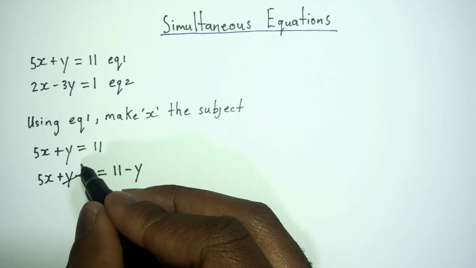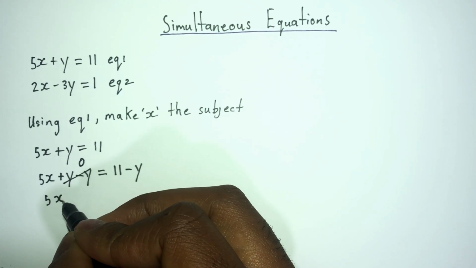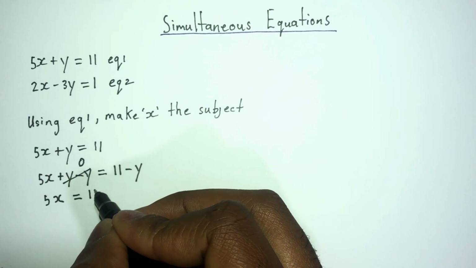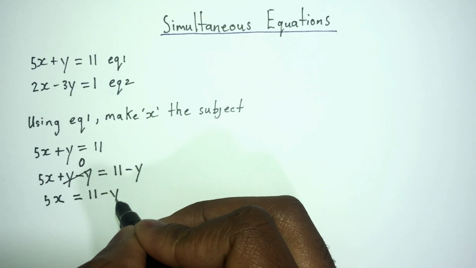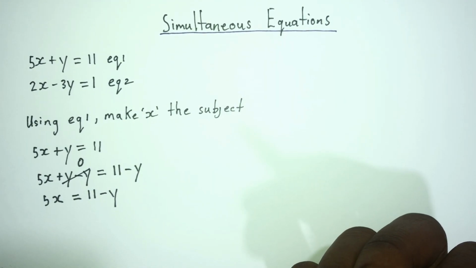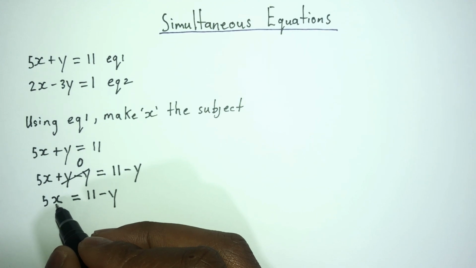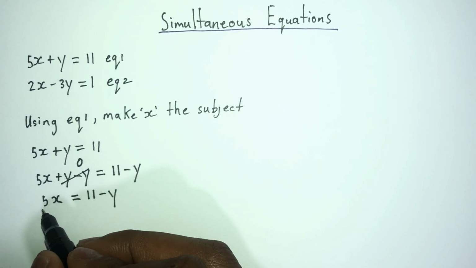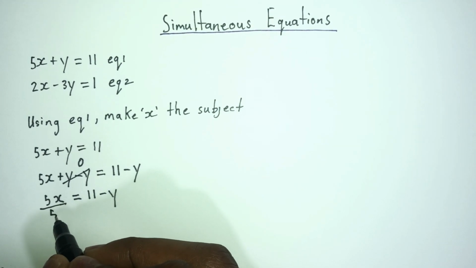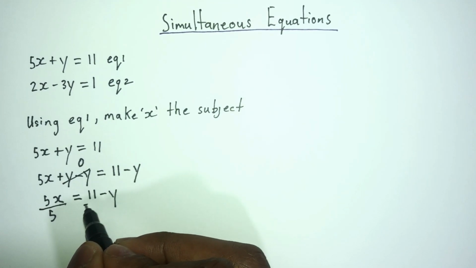y minus y is 0. 5x plus 0 is 5x. We have it equal to 11 minus y. Now we need to get rid of the 5. And we have 5 multiplying x. So to get rid of the 5, we'll have to divide by 5, because division is the opposite of multiplication. So divide by 5, and what we do on the left side of the equation, we also have to do on the right side.